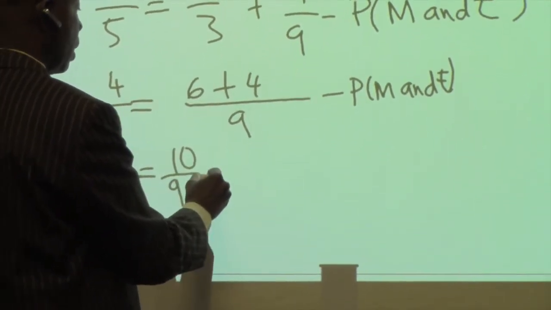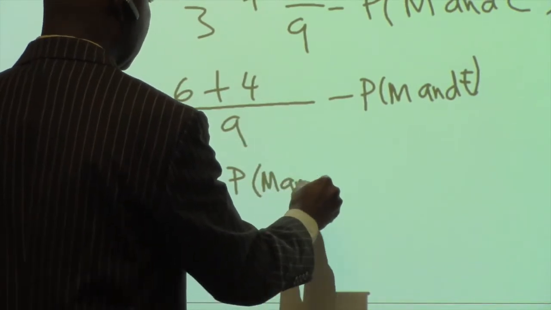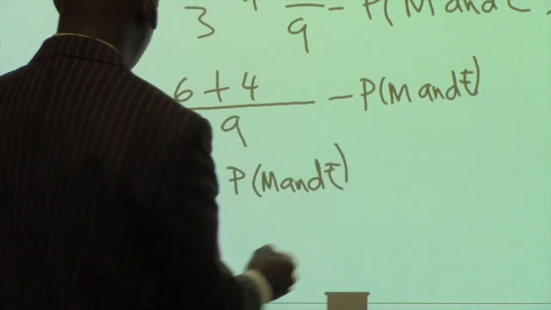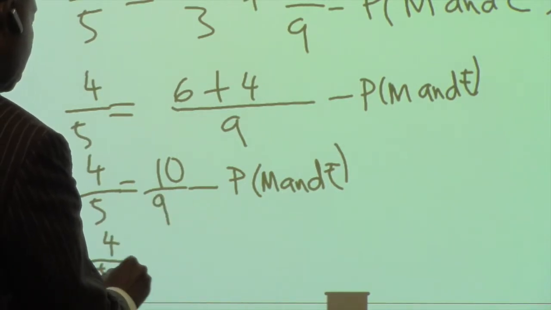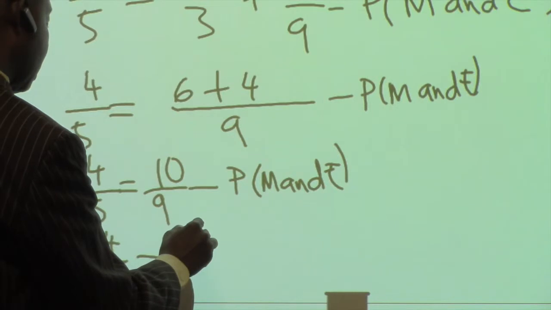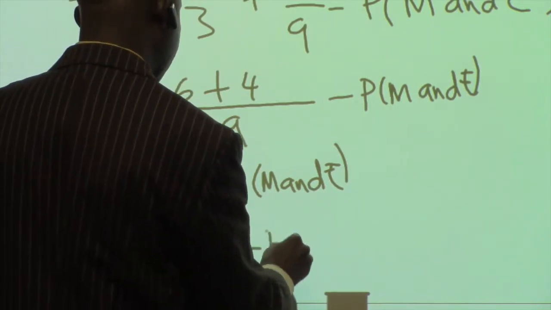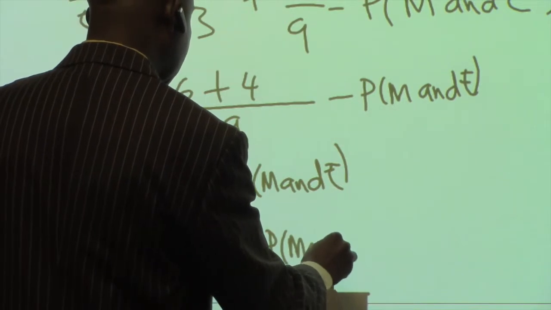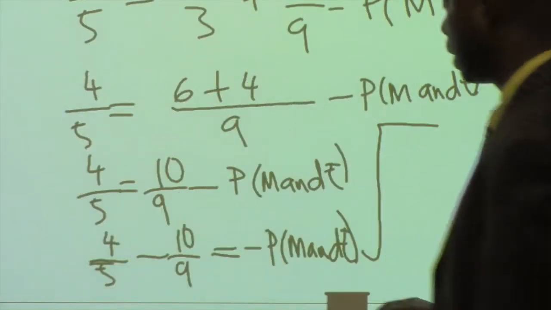10/9 minus the probability of M and E. So let's do this. We're going to subtract this from both sides. So we're going to have 4/5 minus 10/9 equal to negative the probability of M and E. So now let's come over here and see how we can do this.